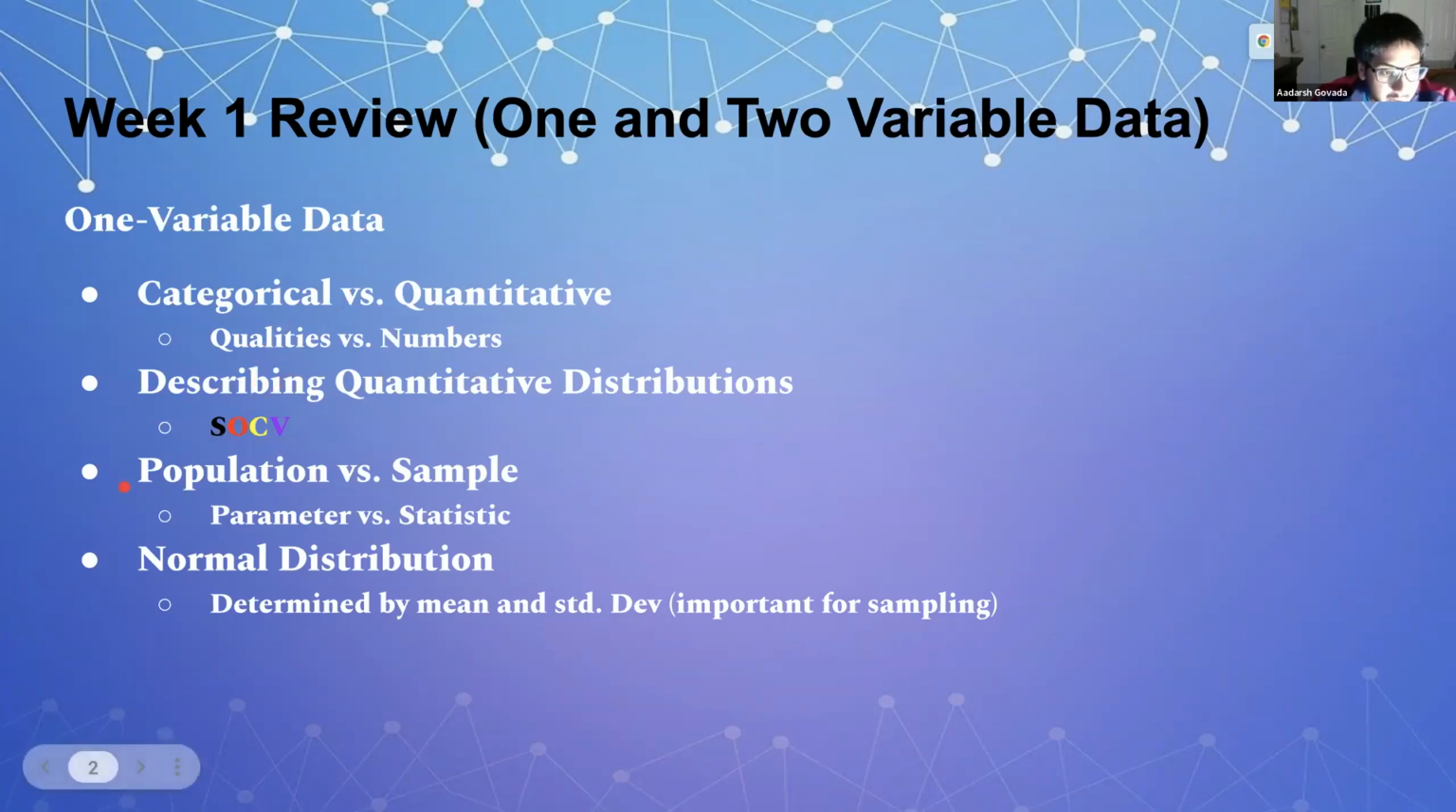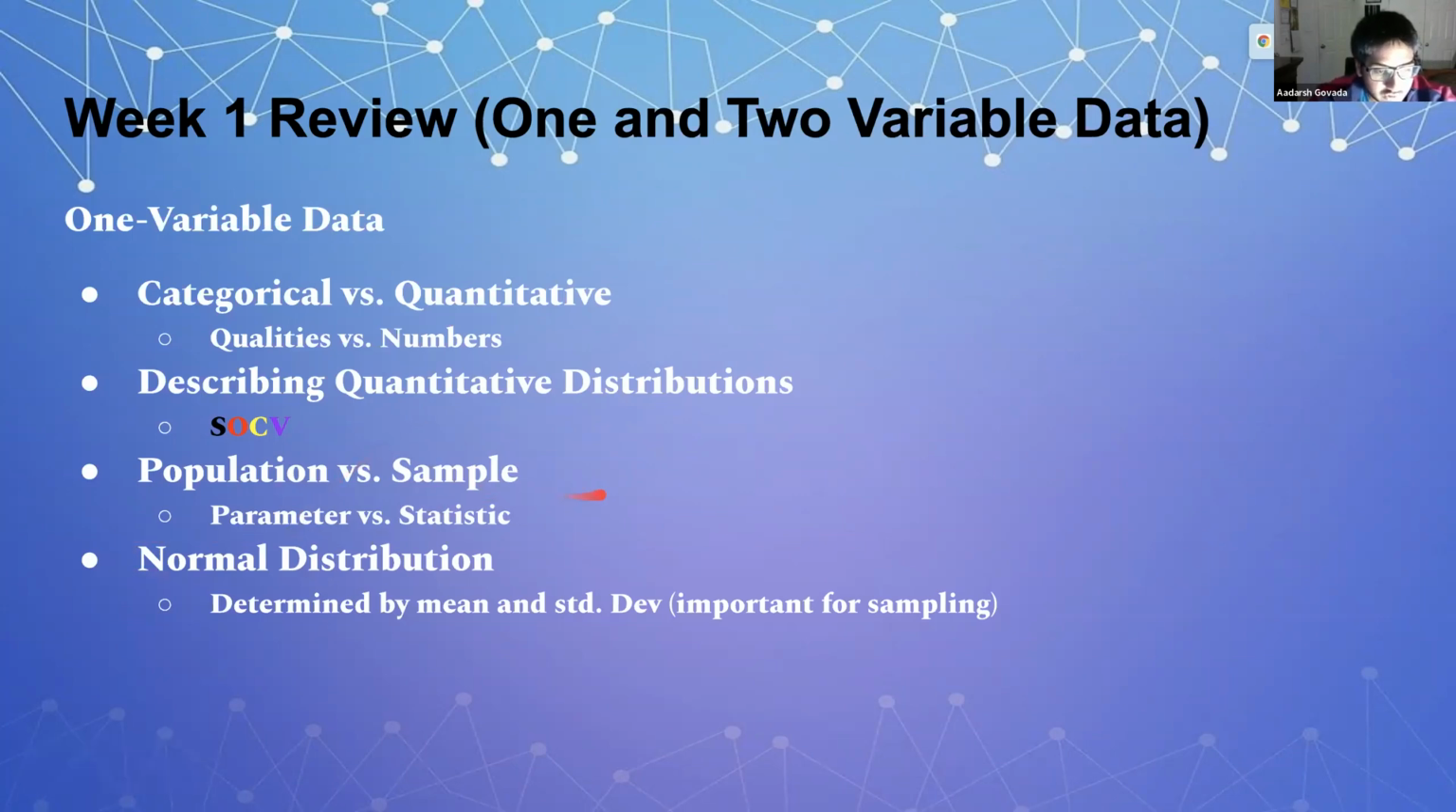Then we looked at population versus sample, and therefore parameter versus statistic, because any piece of information about a population is a parameter, and the same about a sample is a statistic. So a sample is just a subdivision of a population that you're going to take information and study, because a population is the entire thing and is usually too big to study.